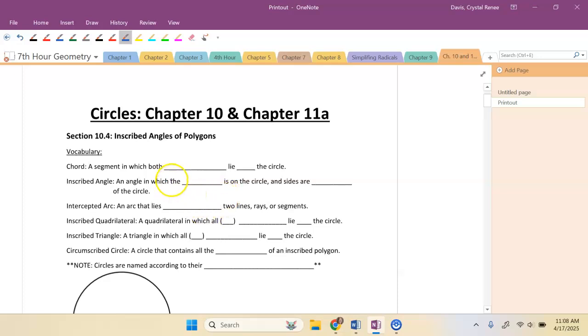Now some vocabulary. You should know all of these words because they were all on your quiz. They were on that vocab thing that we did, and they were all on your quiz. So a chord, as a reminder, is a segment in which both endpoints lie on the circle. So if I want to draw this on this circle here, we're pretending that's a straight line, that would be a chord.